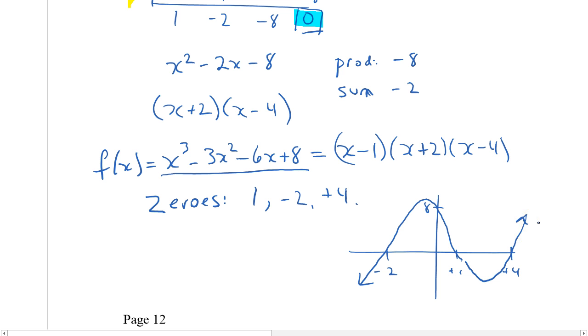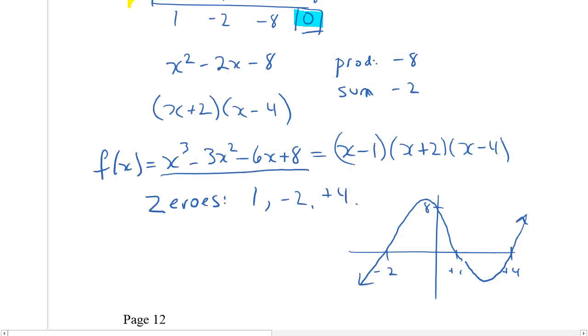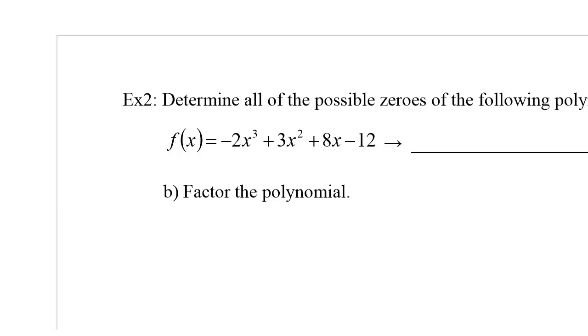Heck, let's just go check it out. I think I've got this loaded in here at Desmos. So there it is. We got this x cubed minus 3x squared minus 6x plus 8, and that is exactly how it looks. Isn't that neat how far we've come so quickly using the tools of our pre-calculus course? And we have two more examples left altogether, so let's do them together, shall we?